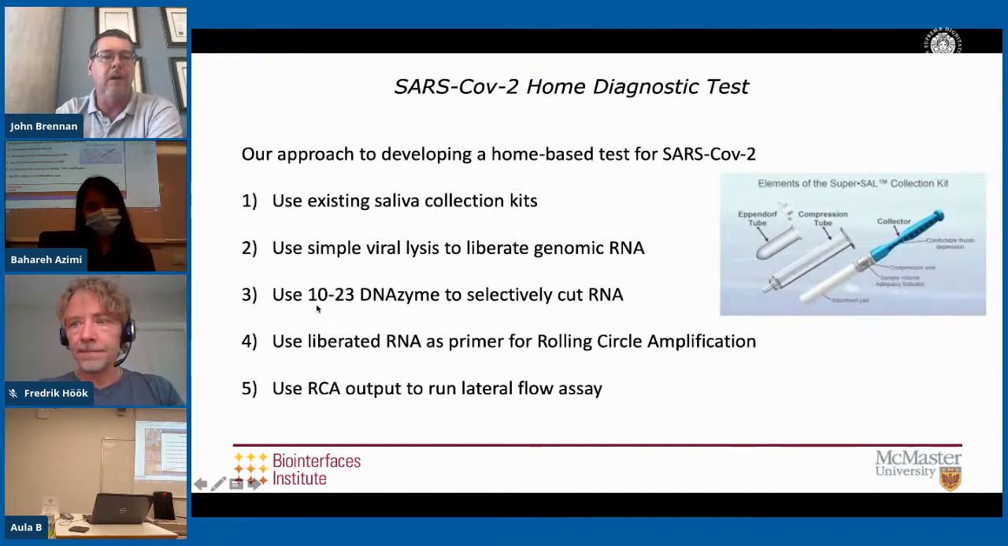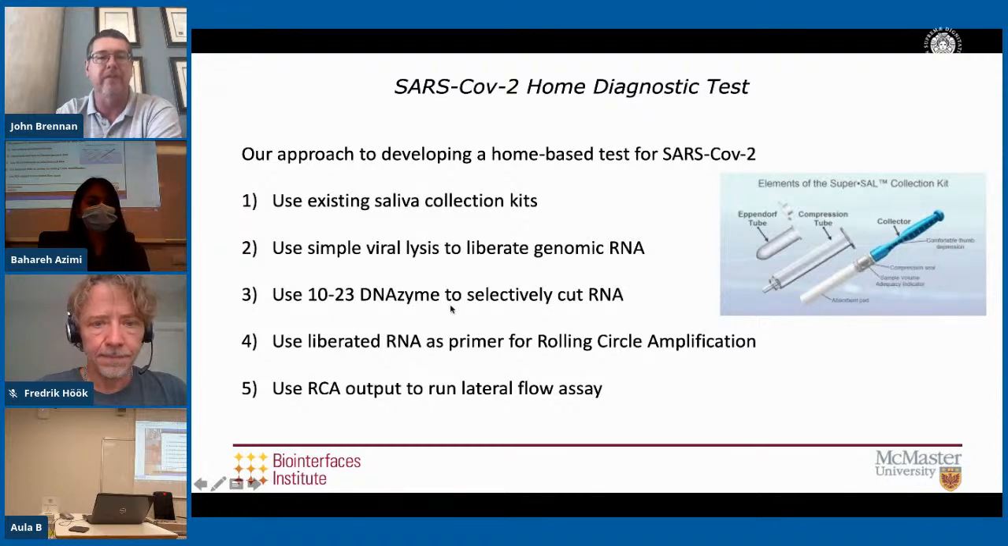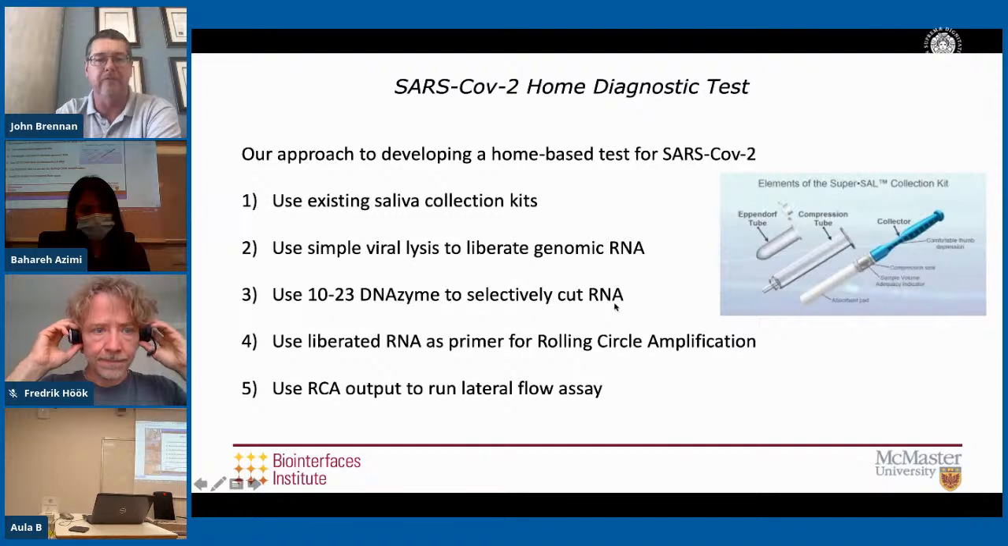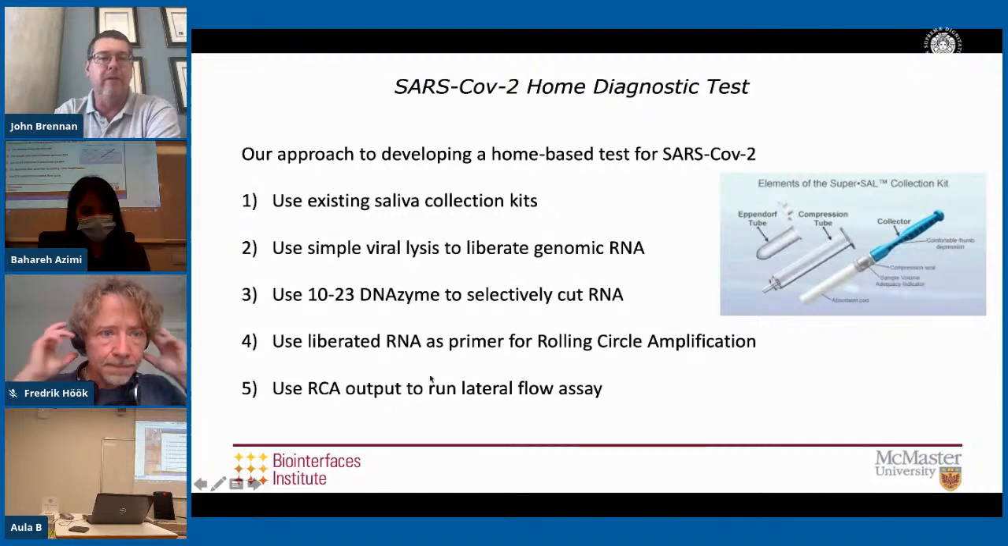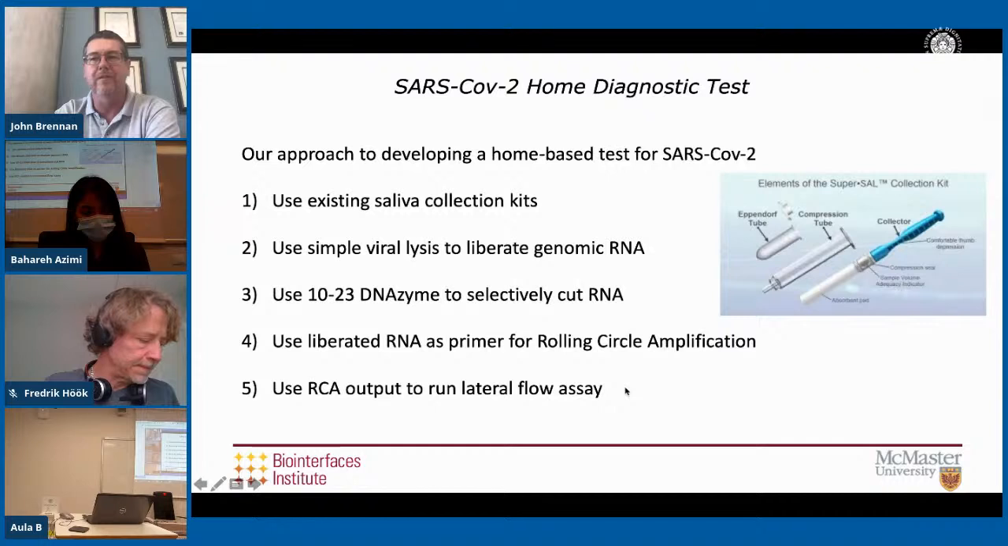We then use something called a 1023 DNAzyme, and I'll talk about how this works in a few minutes, to selectively cut out a very specific piece of the genomic RNA. The liberated RNA is used as a primer for a method called rolling circle amplification, which can be done at room temperature. And the output of the RCA is run onto a lateral flow test to give a test line. And within that, we've also built all of the appropriate controls and so on. So that's the basic idea.